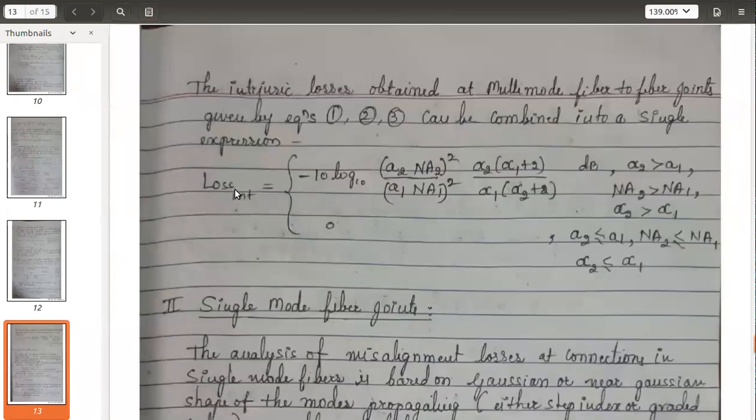Now, this is about the multi-mode fiber joints and both intrinsic and extrinsic losses. Extrinsic are three: lateral, longitudinal and angular. But longitudinal we have not discussed. It is comparatively small, so we have only discussed lateral and angular. And even intrinsic losses due to the core diameter mismatch, due to the numerical aperture mismatch, and due to the mismatch in the refractive index profiles. We have studied this in case of multi-mode fiber joints.